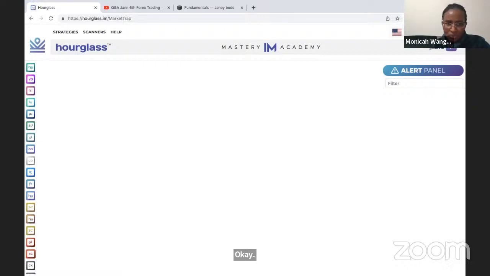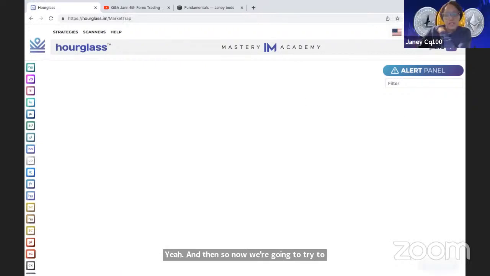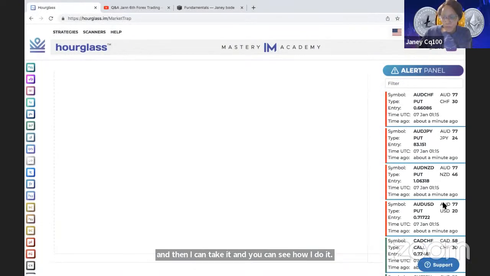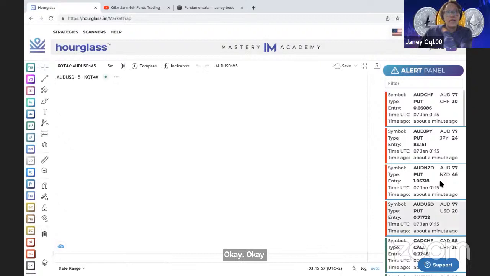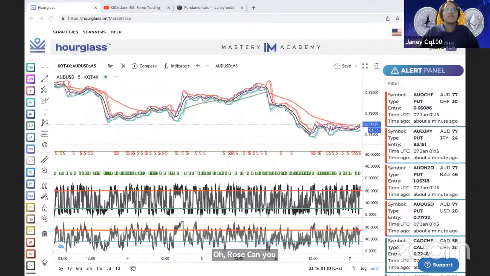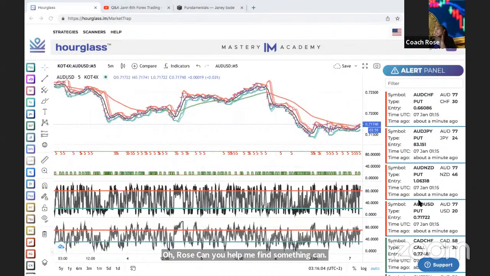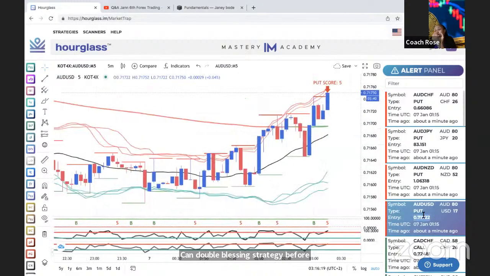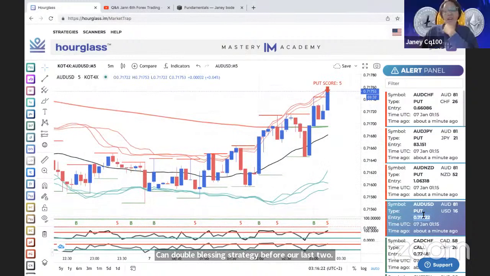Now we're going to try to take a real trade. Let's see if we can find a trade, and that way I can take it and you can see how I do it. Rose, can you help me find something? Let's see, maybe AUD/USD. Let's see what AUD/USD is looking like. Can the double blessing strategy be for hourglass too? Yeah, it is actually for hourglass. You said it's for market trap.